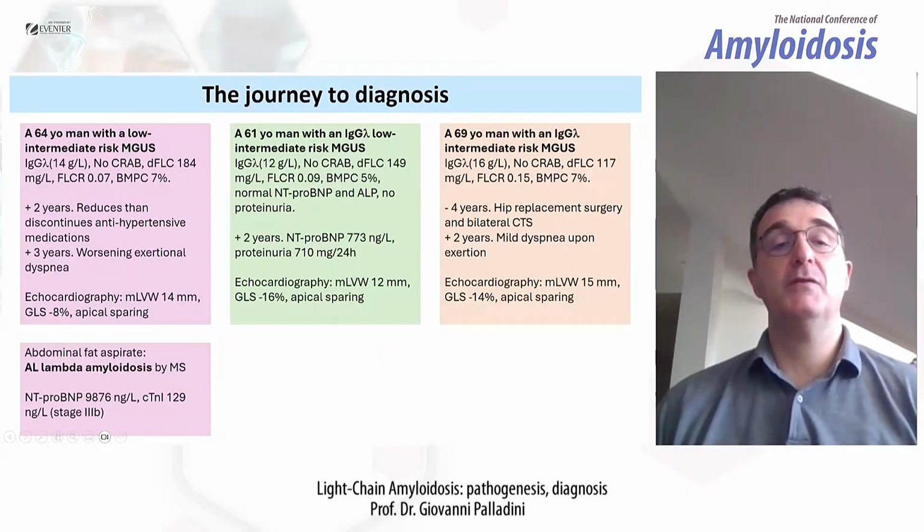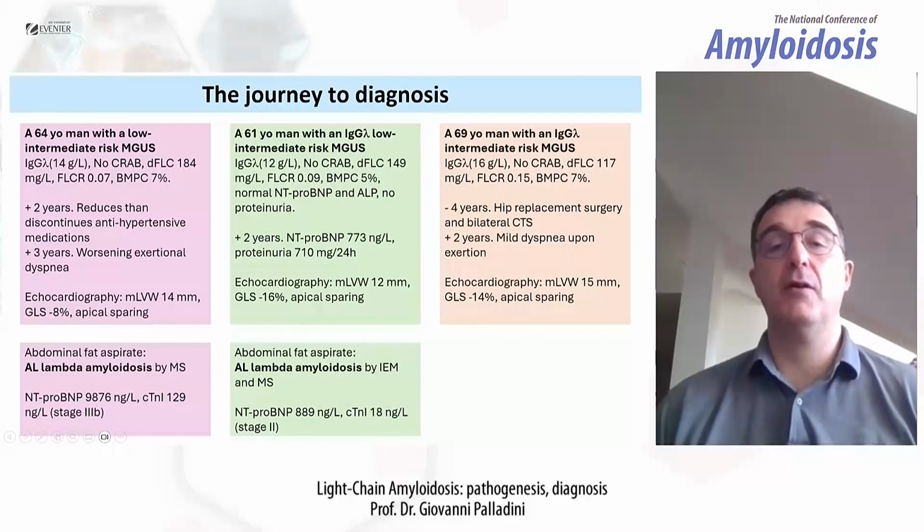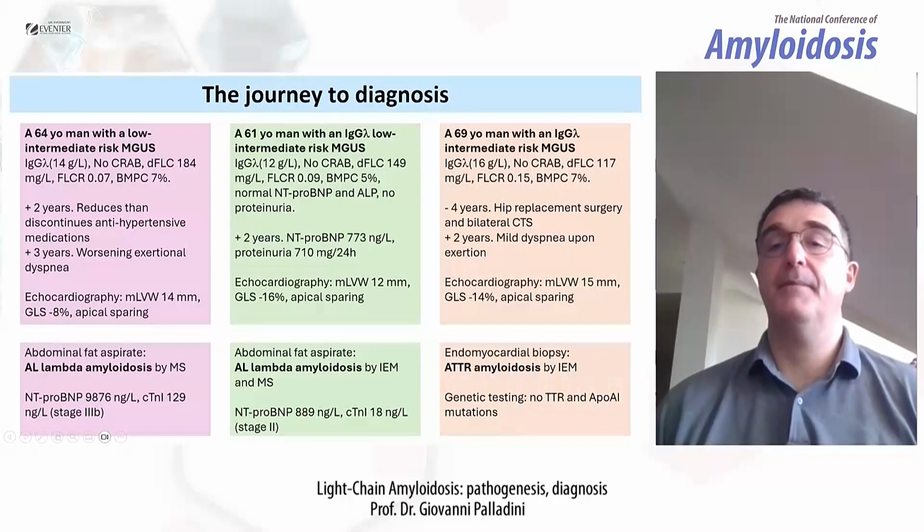So in the first patient, we had an abdominal fat aspirate, and a diagnosis of AL lambda amyloidosis was established. And as you can see, the cardiac biomarkers were very high. So this patient was already in a very advanced stage at diagnosis. The second patient at the time of diagnosis was still asymptomatic, and the diagnosis was the same, AL lambda amyloidosis, and again on abdominal fat.